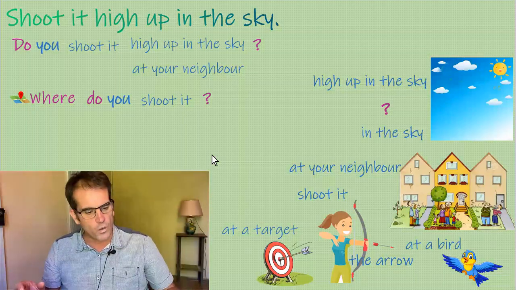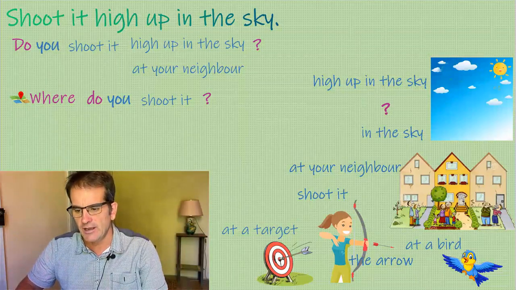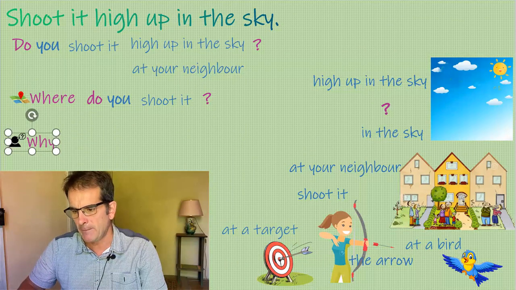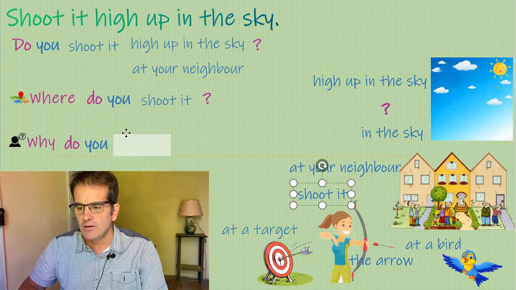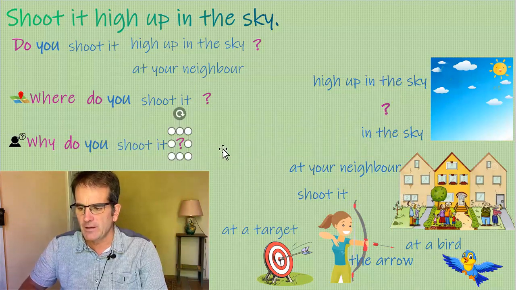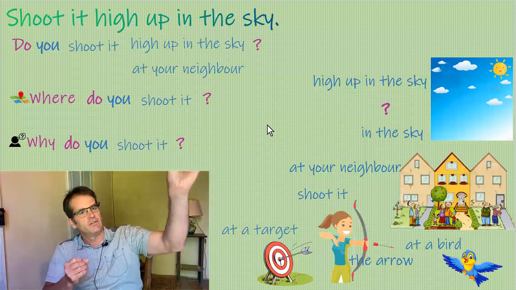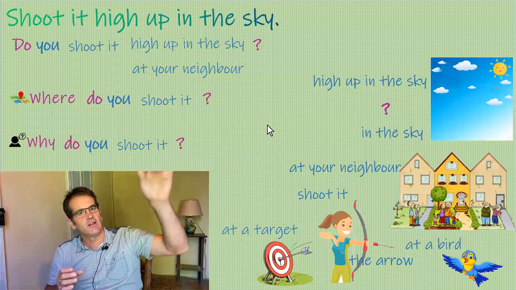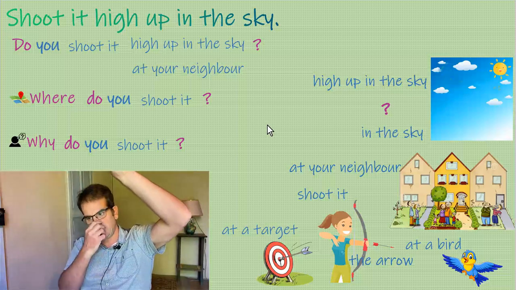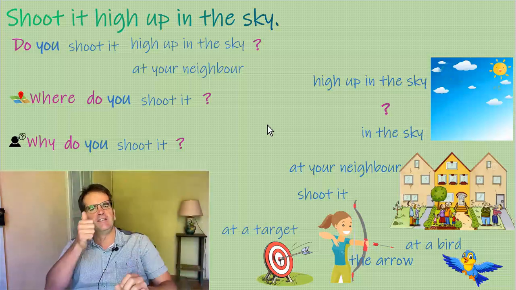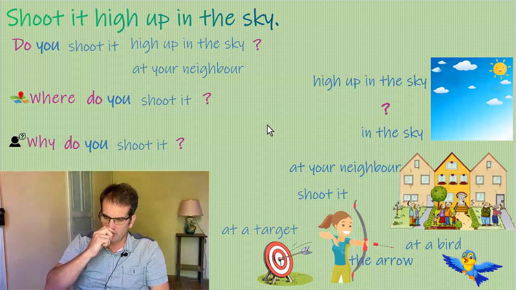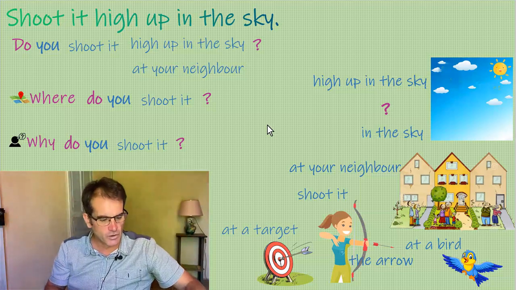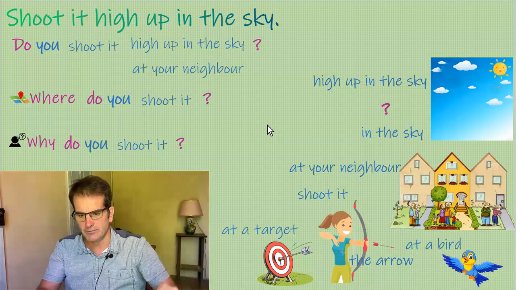And why do you shoot the arrow? Well, you shoot the arrow because you want to test the bow. You want to test the bow. Is it a good bow? Or is it a bad bow? So you shoot the arrow because you want to test the bow.